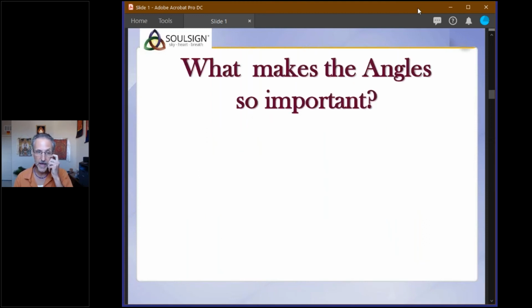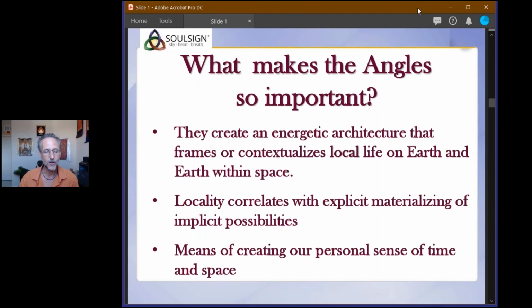So what makes the angle so important? My basic idea here boils down to locality. Angles create an energetic architecture through the intersection of those two planes, each one different, that frames or contextualizes a person's local life on Earth. And then if you extend that same principle, if you literally extrapolate it, Earth within space, in this case, within our solar system space. So again, angles create an architecture that emphasizes locality.